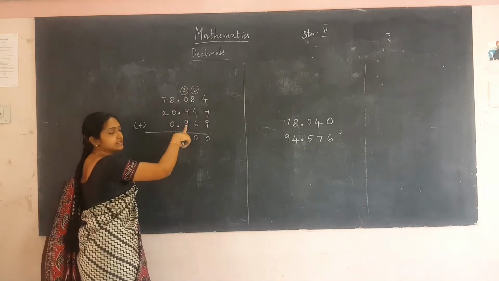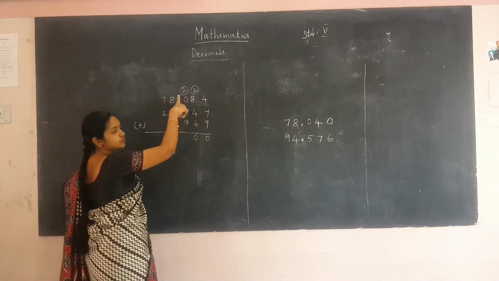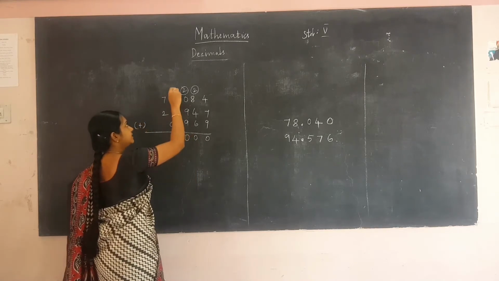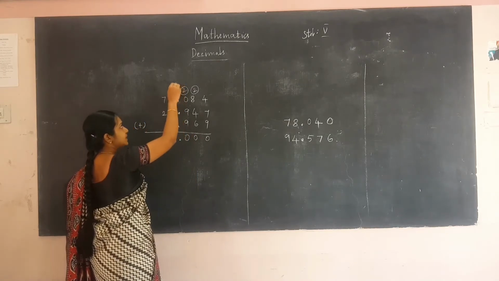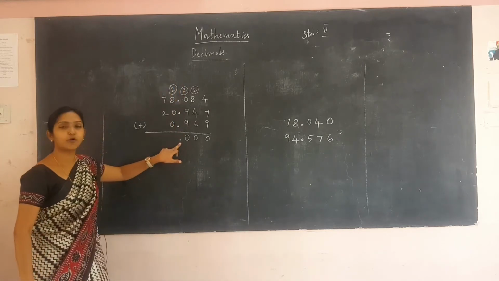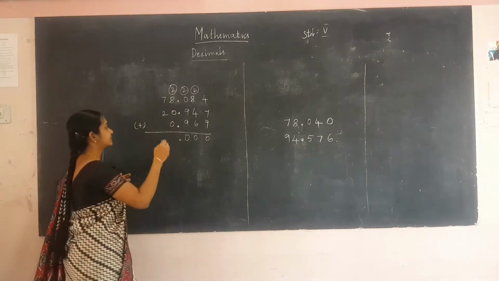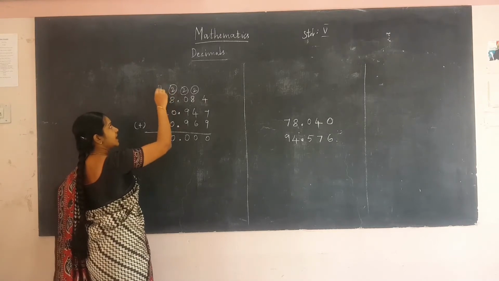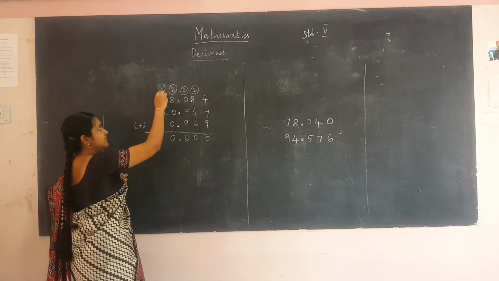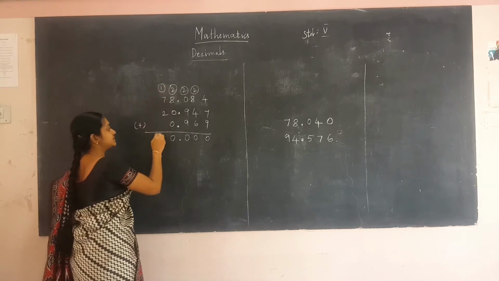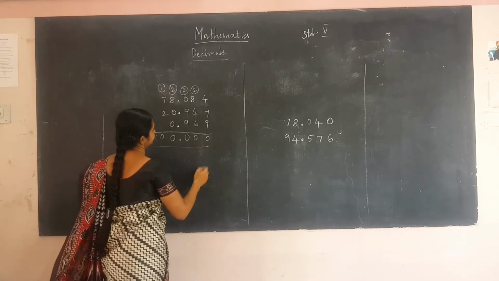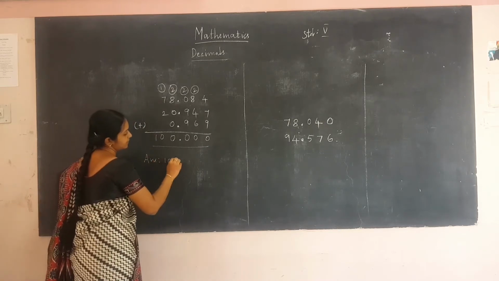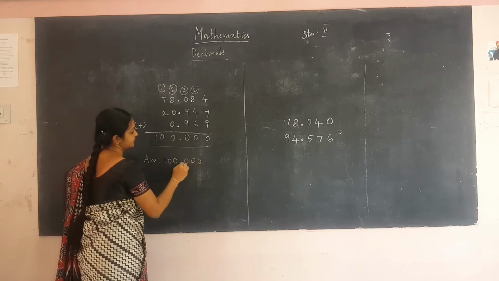9 plus 9 is 18. 18 plus 2 is 20. So, write 0 here and carry 2 to next place. This decimal point will remain as it is. 8 plus 2 is 10. So, write 0 here and carry on to next place. 7 plus 1 is 8. 8 plus 2 is 10. So, the answer is 100.000.